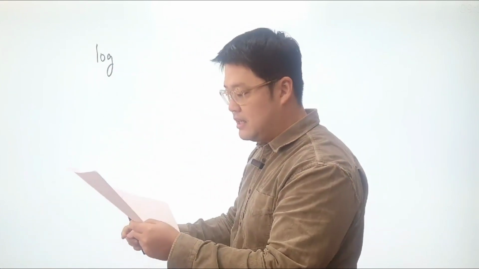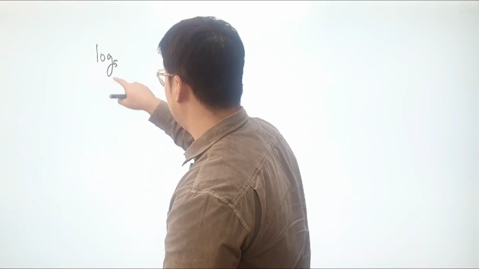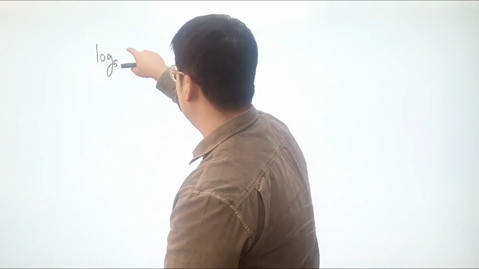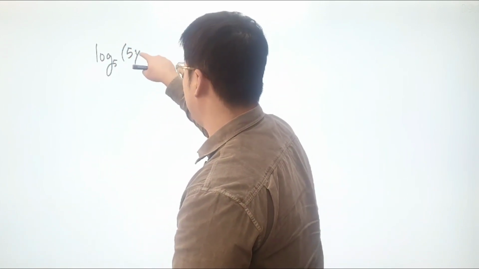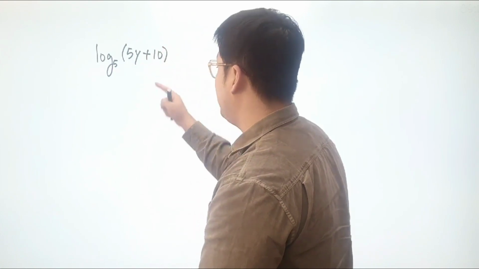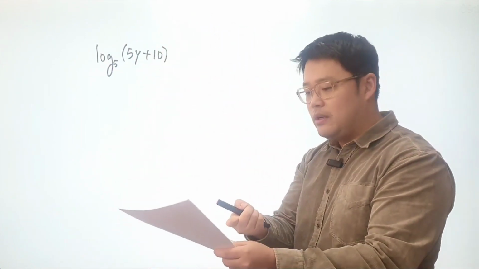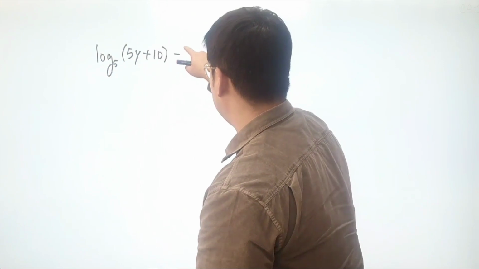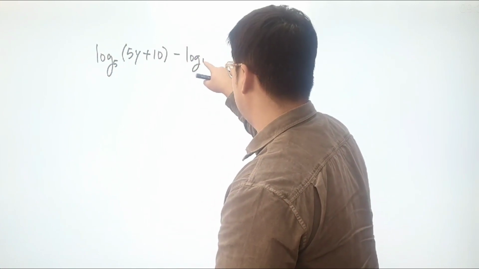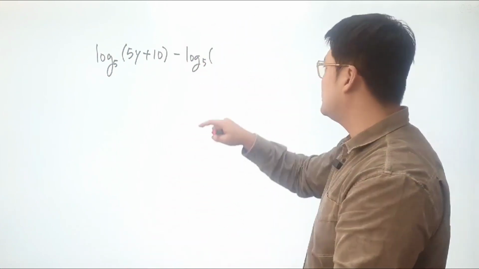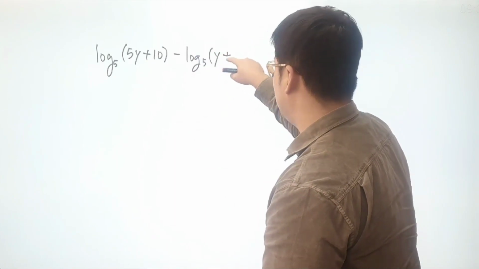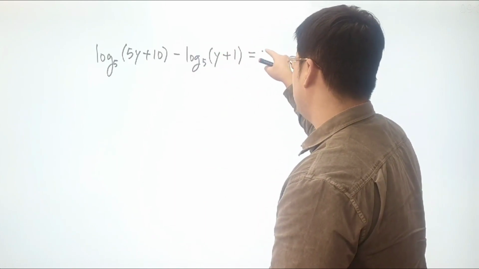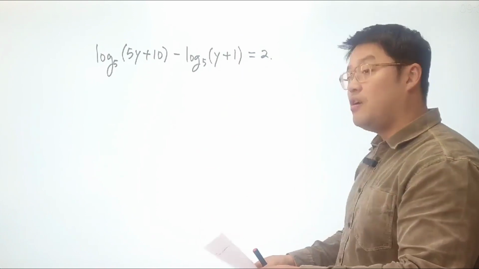So if I say log with base 5, the small base, and we have 5y plus 10, I'm subtracting this with log to the base 5 of y plus 1. So I've got y plus 1, and the whole expression becomes positive 2. And I need to solve for y.